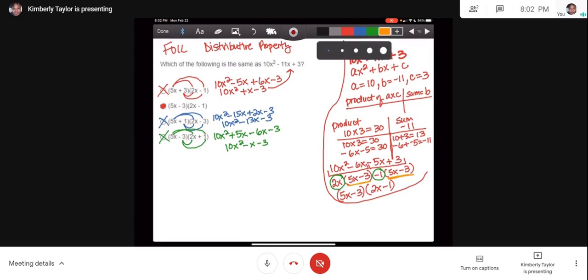So, we could do 5x times 2x. We get 10x squared. 5x times negative 1 gets you negative 5x. Negative 3 times 2x gets you negative 6x. And negative 3 times negative 1 gets you positive 3. Now, combine like terms, I get 10x squared minus 11x plus 3. And that is what we want. It's a match. Okay? So if you don't remember how to factor, at least remember how to distribute.